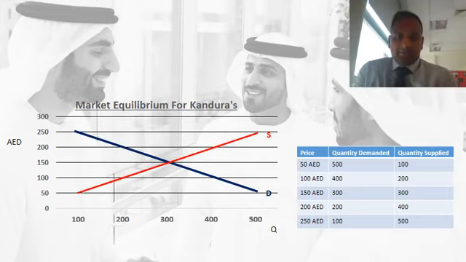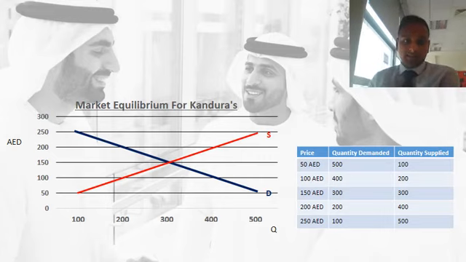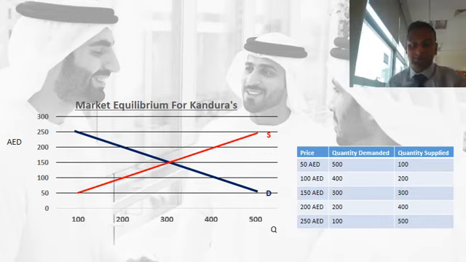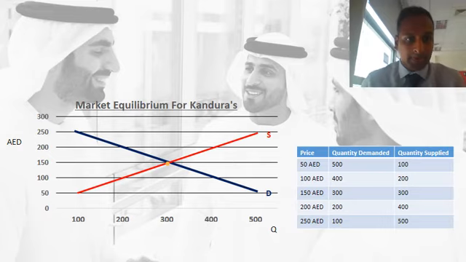Having examined the supply curve and the demand curve over the last few lessons, if we combine these two curves together, we get a better understanding of the market. We can analyze the market in a little bit more detail. From looking at this diagram, we can see that the supply and demand curve intersect. The point where they intersect is known as the equilibrium price. The equilibrium price in this example is 150 dirhams, and 300 Candoras are sold.